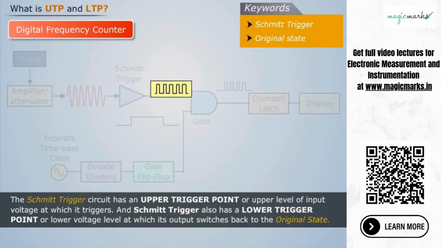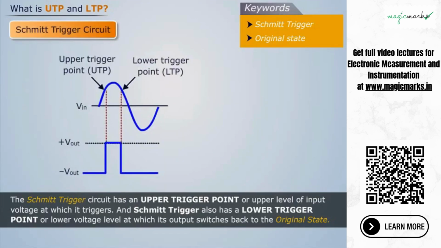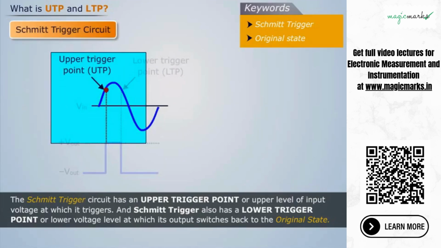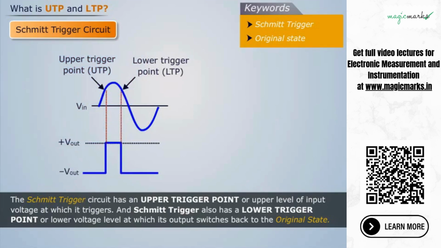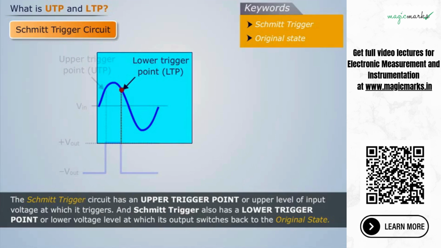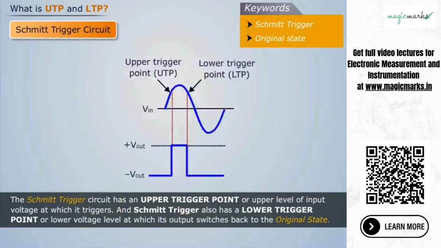The shaped waveform is fed to the AND gate. The other AND gate input is controlled by the flip-flop. Now, the Schmitt trigger circuit has an upper trigger point, that is UTP, or an upper level of input voltage, and the output switches back to the original state at the lower trigger point, that is LTP.